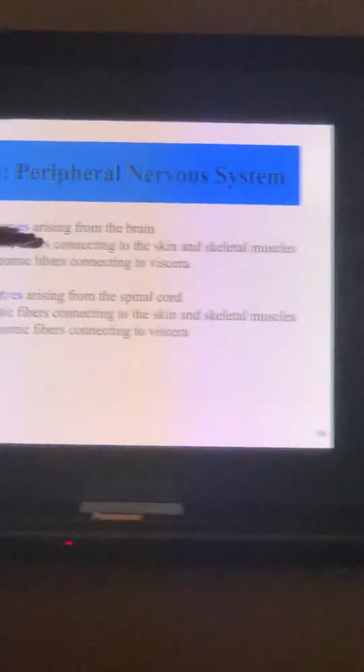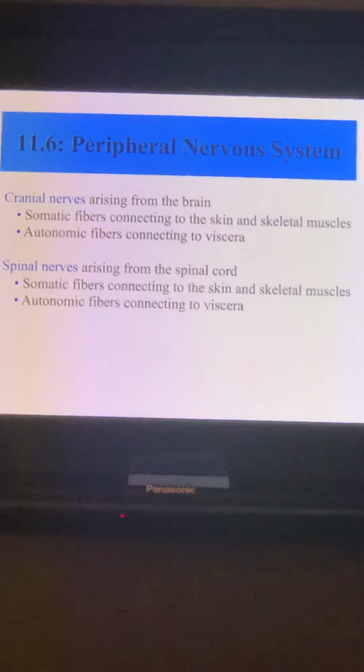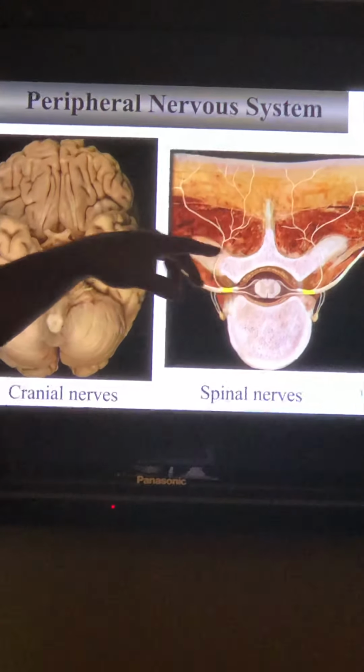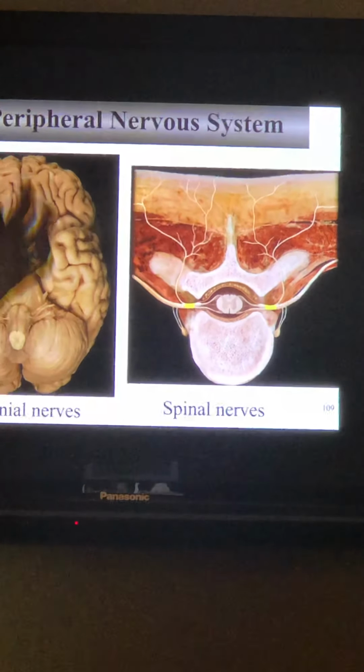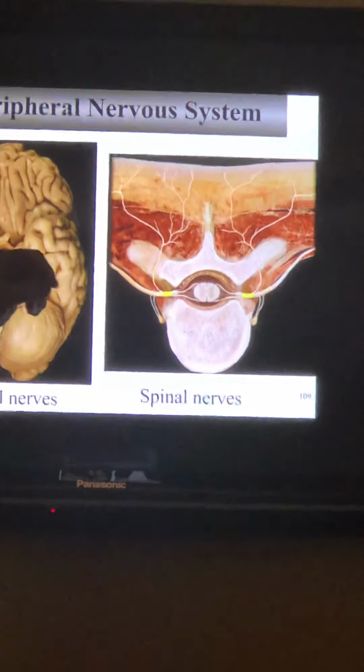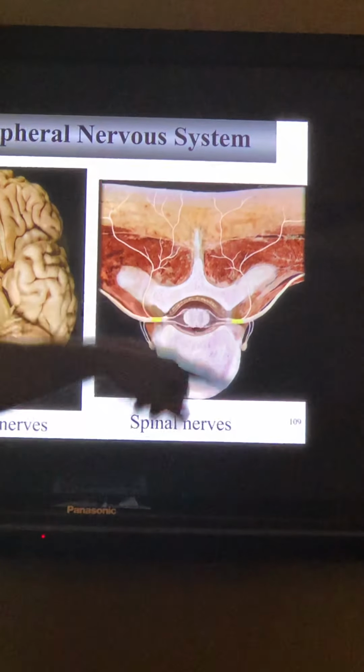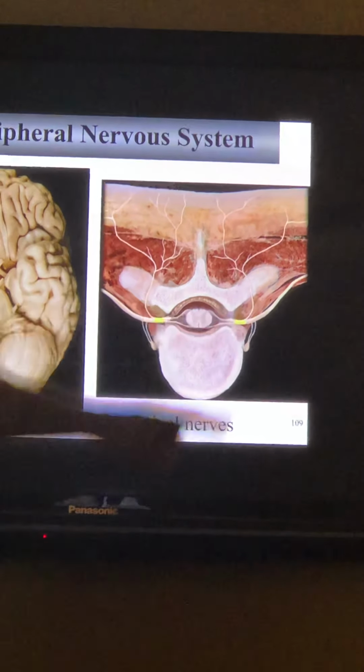Again, the peripheral nervous system is the cranial nerves and the spinal nerves. So let's look at these. The spinal nerve, this is the definition. Write this down. Remember this for the test. Spinal nerves are the union of the dorsal root and the ventral root. You saw that in the lab. That is the spinal nerve.